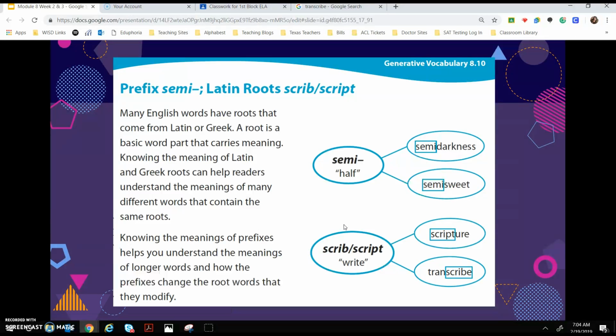All right, so now that we understand that, what you're going to do with your partner is you are going to fill out this paper in your packet. It's on page 175. So prefix semi, Latin root scrib. The word semicircle contains the prefix semi, which means half, so it's a half circle. The word scriptwriter and scribble contain roots that have Latin origins. The meaning of the roots scrib and script is write. Complete the chart with other words that contain the prefix semi and the roots scrib or script. So you can look these up or you can come up with them from your brain.